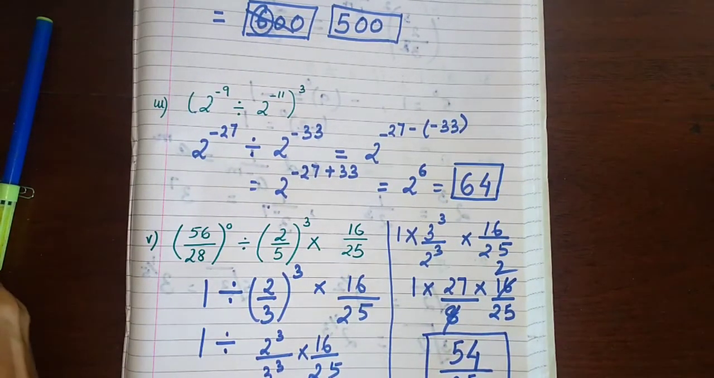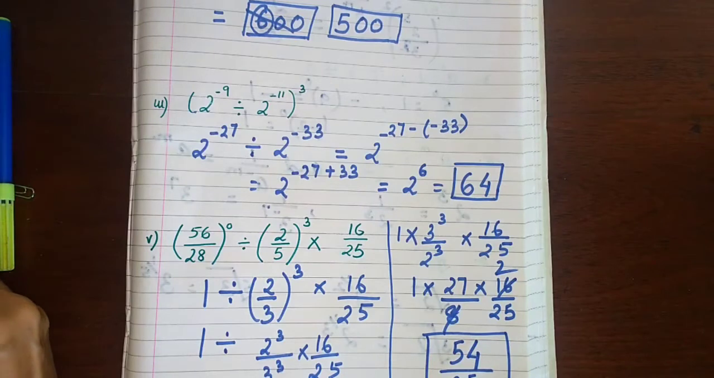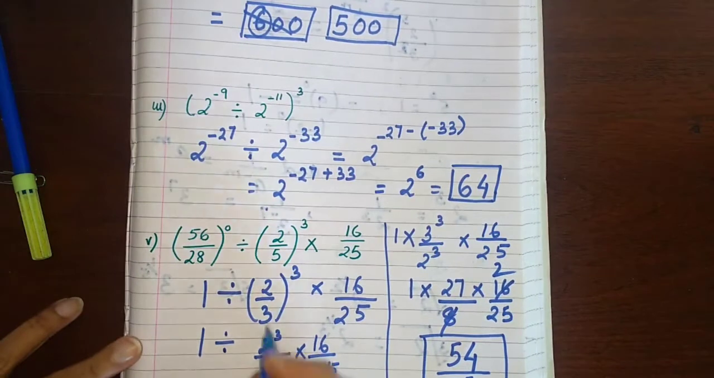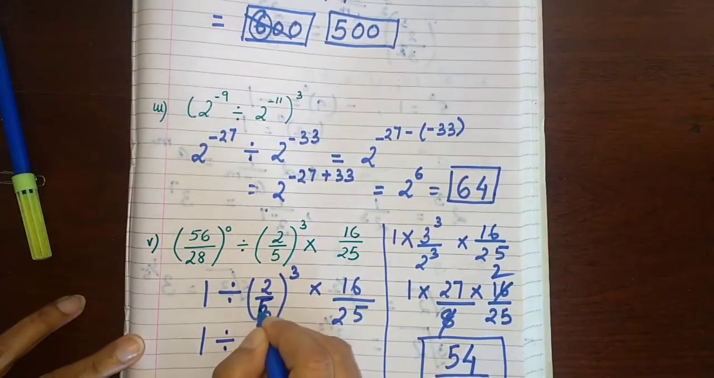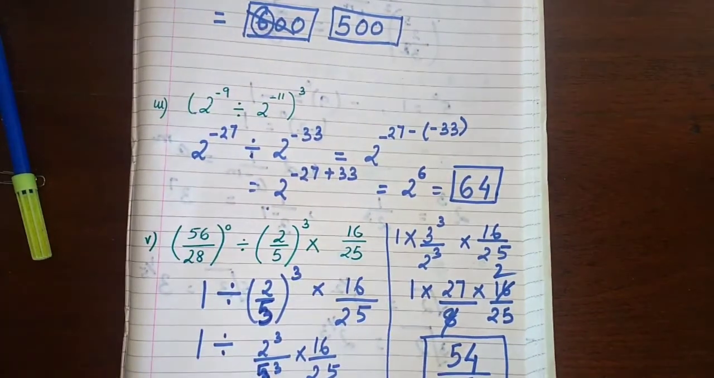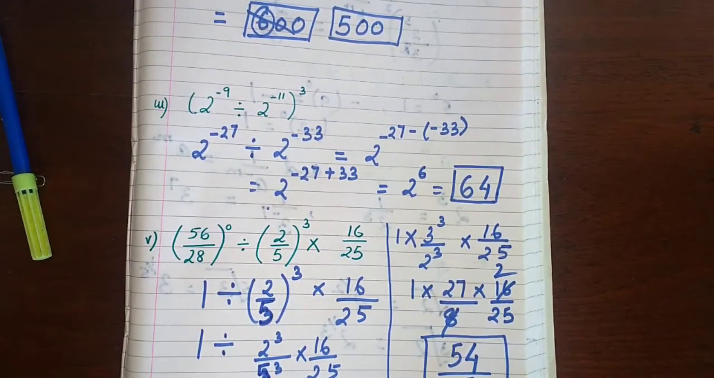25 is the answer. Let's check the question again. Question number 5. Here I have made a mistake. It was 5 to the power 3, so your answer will change. I will use another pen so that it's clear.